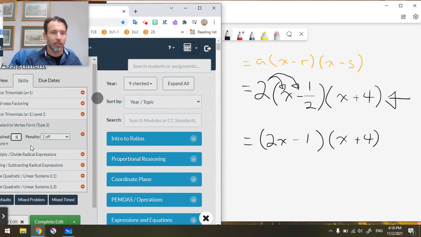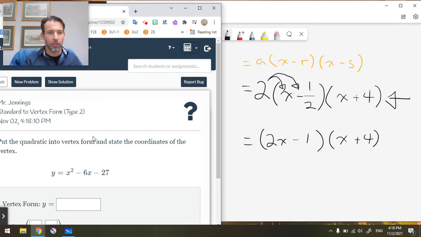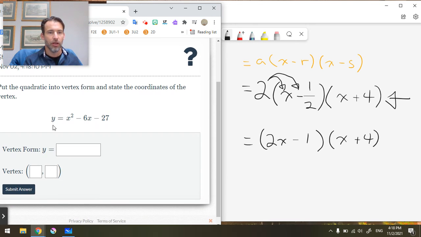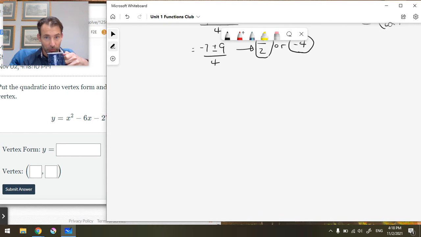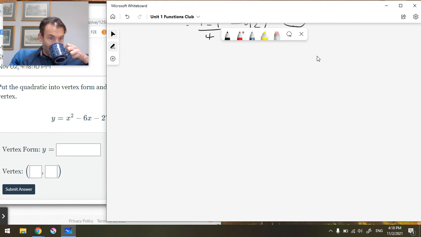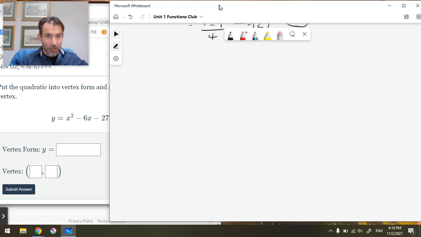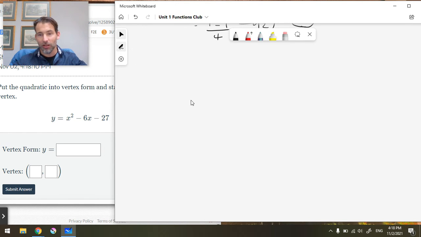Okay, now we're looking at standard to vertex form. Put the quadratic into vertex form and state the coordinates of the vertex. Okay, so now we have been asked to complete the square. Change this from standard form to vertex form. So let's go over and we'll do that. All right, let's get some fresh whiteboard up here. And this is minus 27. So, okay, let's write it out.